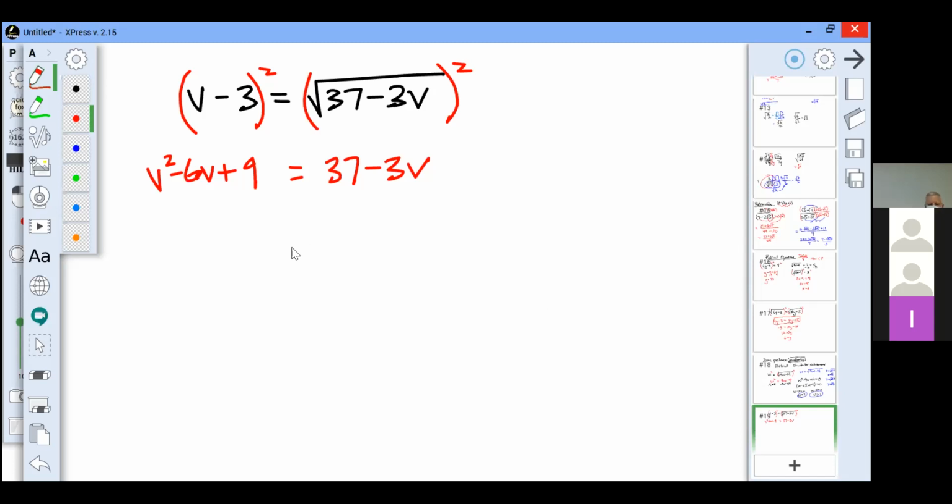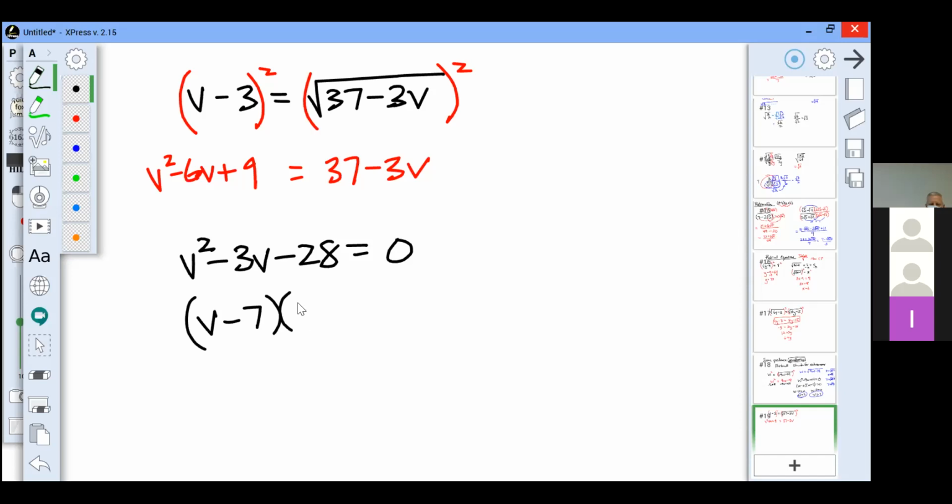Okay, someone want to give me the standard form version? V squared minus 3V minus 28. That one factors nicely, Ray. Remember your sign patterns. So our answers are 7 and -4.